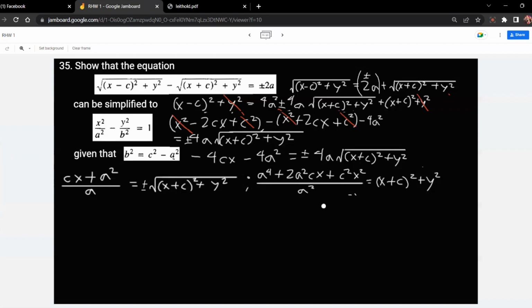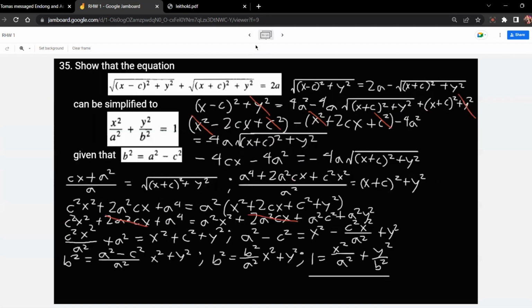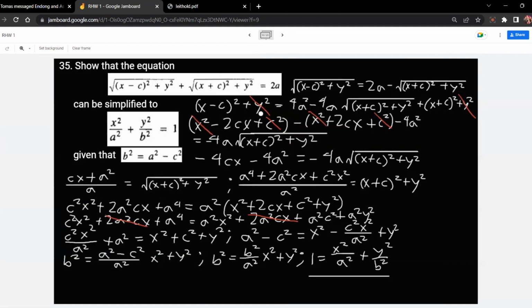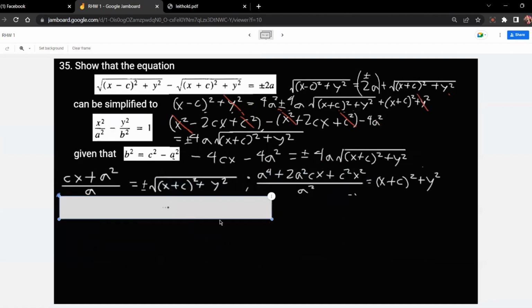Sige, tuloy mo lang yan. Mukhang it will become exactly the same. Oo, pero yung difference is, di ba, dun sa isa, b squared is equal to a squared minus c squared. Dito, b squared is equal to c squared minus a squared. Okay, so it's exactly the same. Tingnan mo literally yung ano, the same po, except yung substitution na b squared is equal to c squared minus a squared. Yun lang po yung difference.